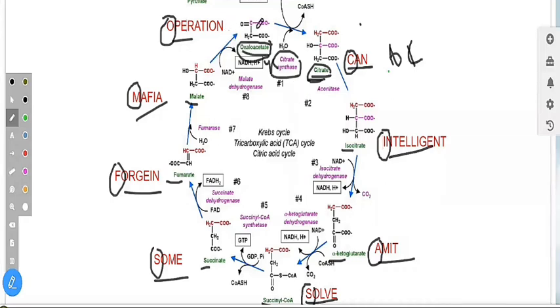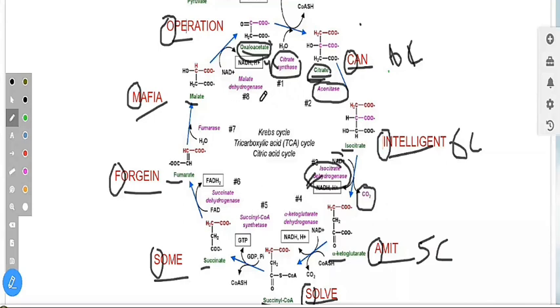Now next, from citrate, isocitrate is formed. Here the enzyme is aconitase. Next step: isocitrate is a 6 carbon compound, but alpha ketoglutarate is a 5 carbon compound. So where is the 1 carbon atom? The 1 carbon atom is in the form of carbon dioxide. Now isocitrate is converted to alpha ketoglutarate by the enzyme isocitrate dehydrogenase. Dehydrogenase means removal of hydrogen from the substrate.